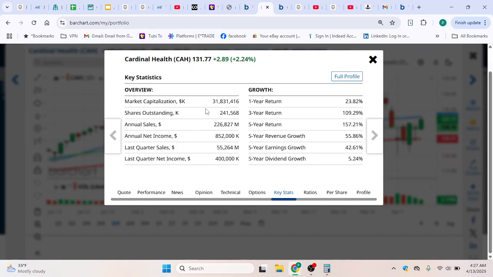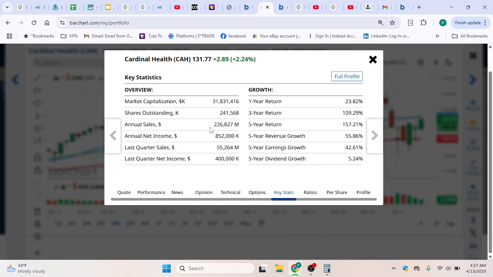I also like this page where it shows market cap, $31 billion company, so it's a large cap company. Shares outstanding, 241 million shares. Annual sales, 226 billion. So we have to add in this M. That's for million, so you just add in some zeros to that.